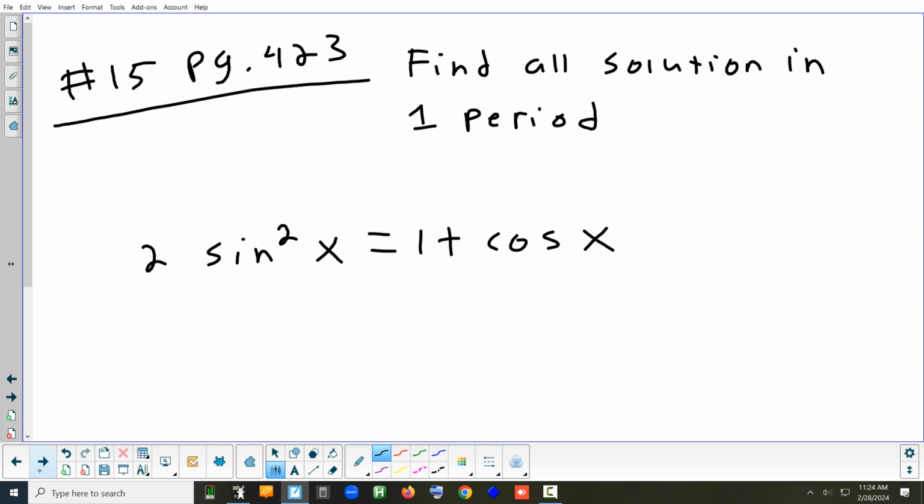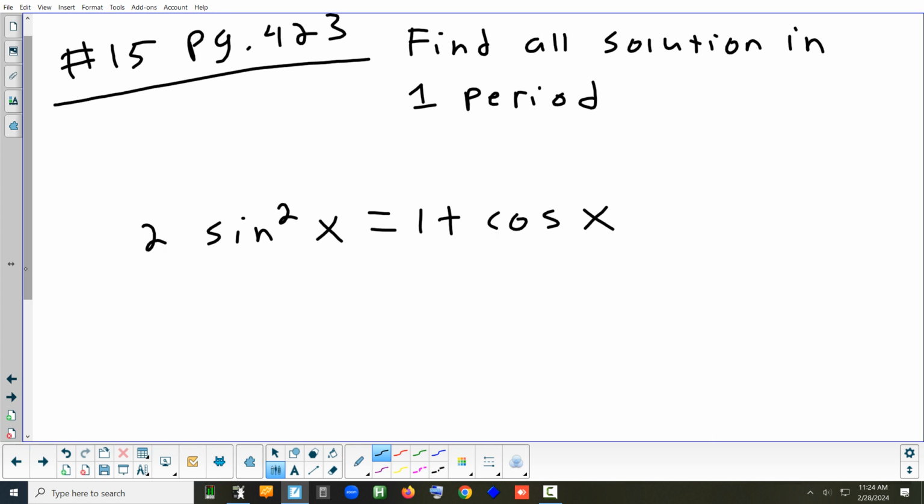Right, let's try this one. Find all solutions in one period. Now this time they don't even tell you what the period is. You need to figure that out.